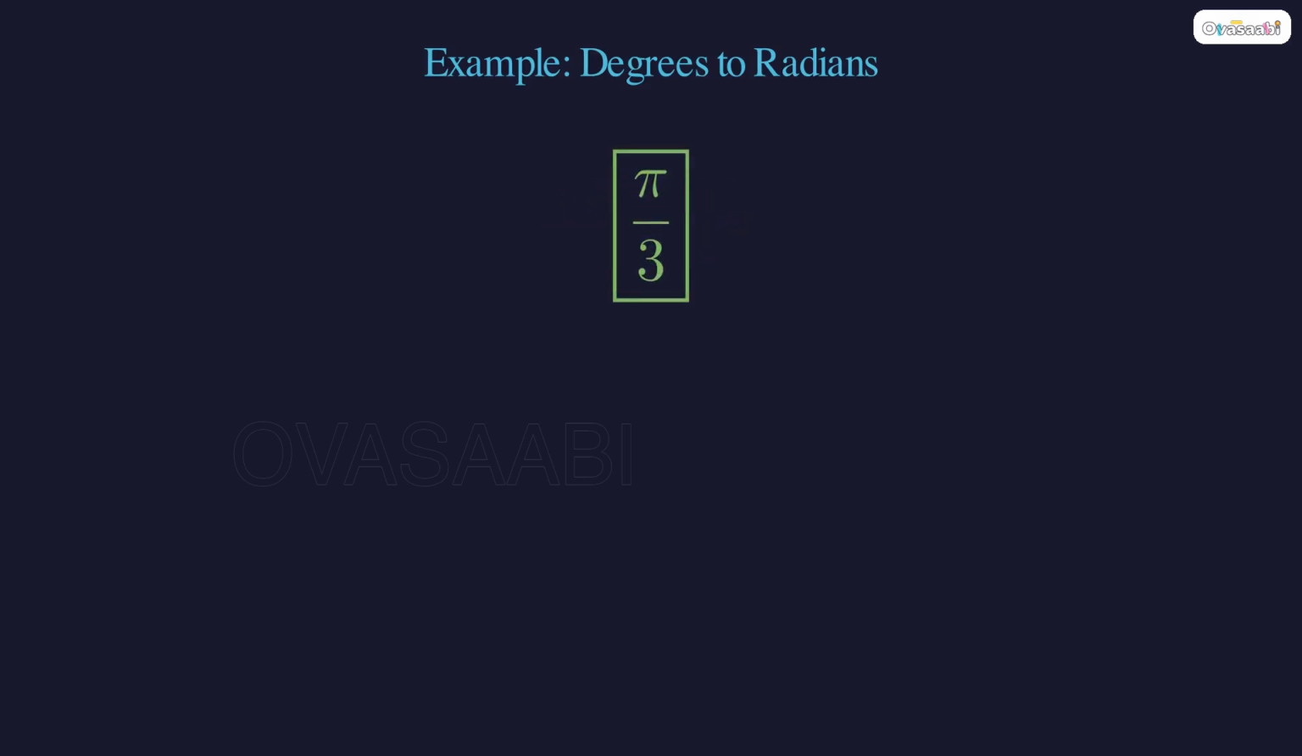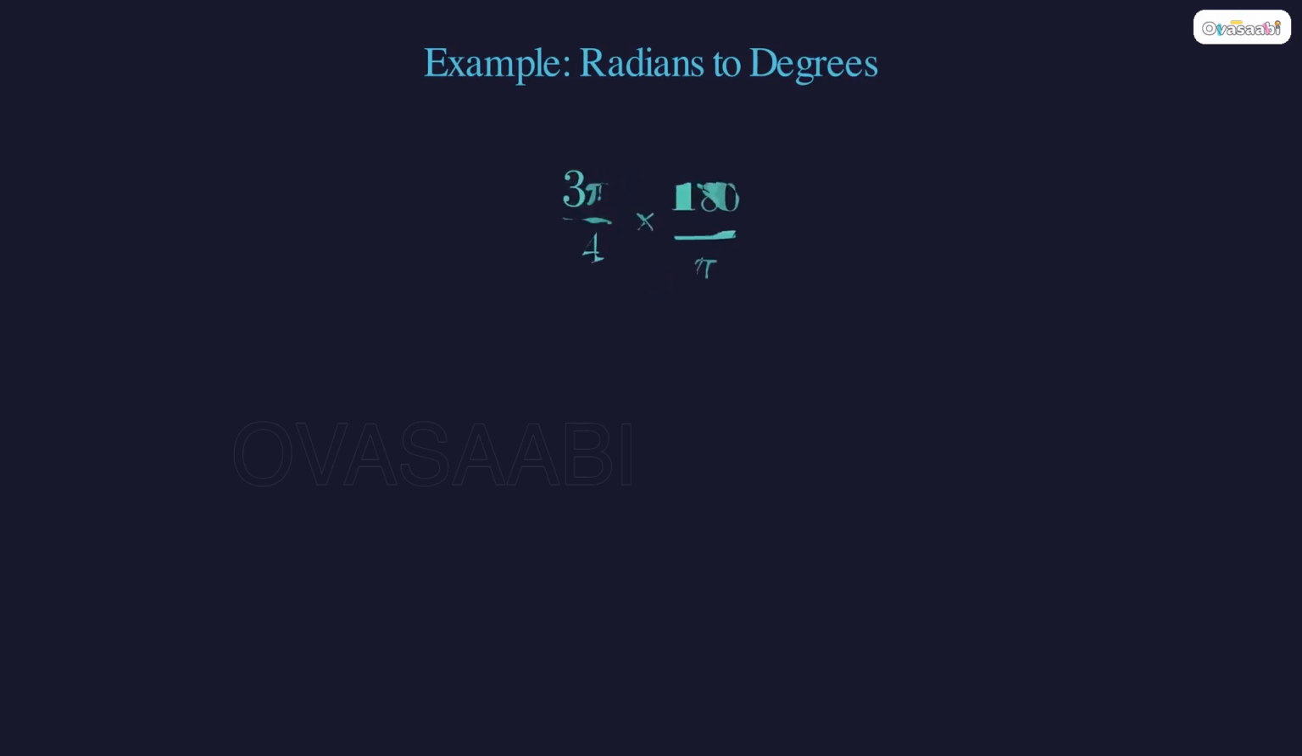Let's convert 60 degrees. Multiply by pi over 180. Simplify, and you get pi over 3. Now the other way. 3 pi over 4 times 180 over pi, the pi cancels, gives 135 degrees.